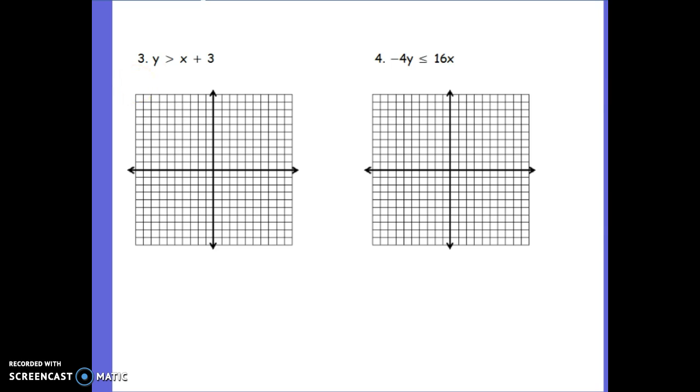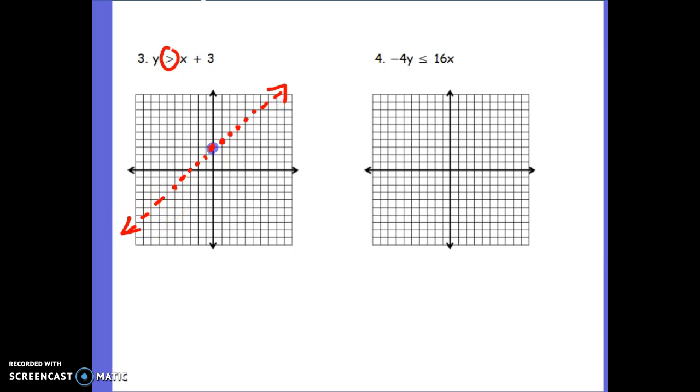All right, continuing on, number 3 is already in slope-intercept form, so let's graph it. The y-intercept is at 3. Okay, and our slope is 1, so rise 1 and over 1. It's going to look like this. And it's also just greater than, so it's actually going to be a dashed line, or dotted.